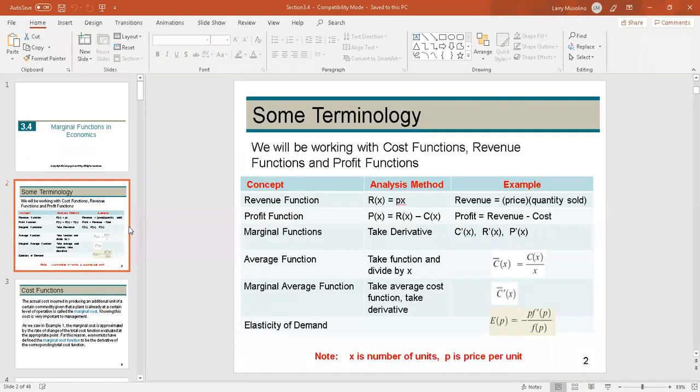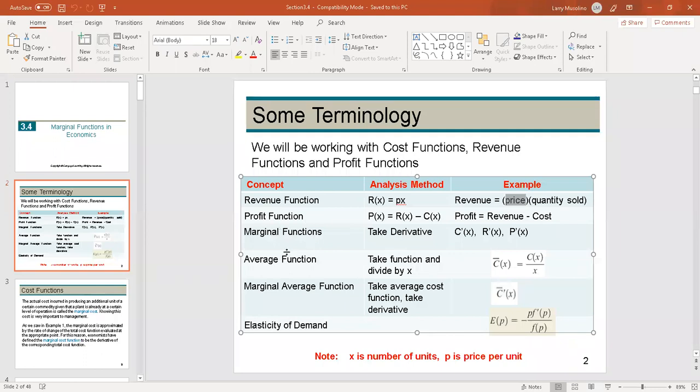All right, first, go to the very bottom of the slide. Notice here it says we use X to represent the number of units being sold, and P is the price per unit. So the revenue function is just P times X, right? Imagine selling a certain number of, let's say, motorcycles at a certain price. Multiplying those two numbers gives you the revenue. Profit is taking revenue minus cost.